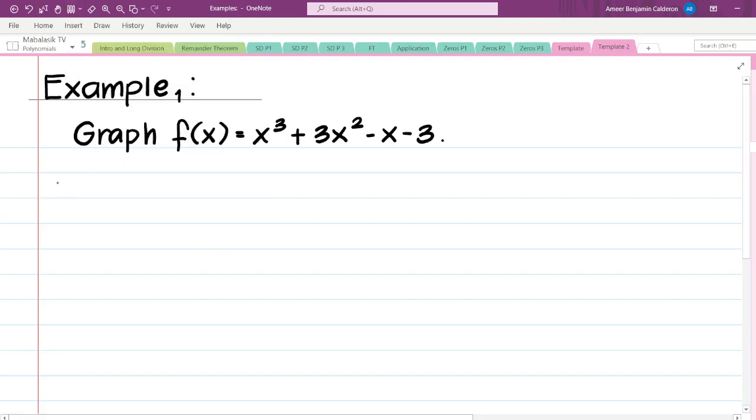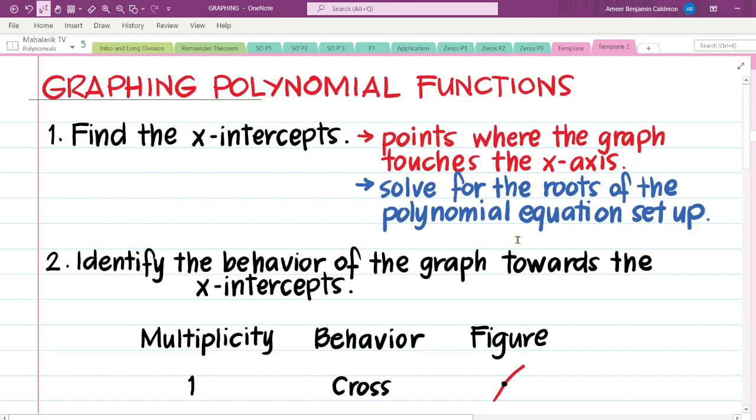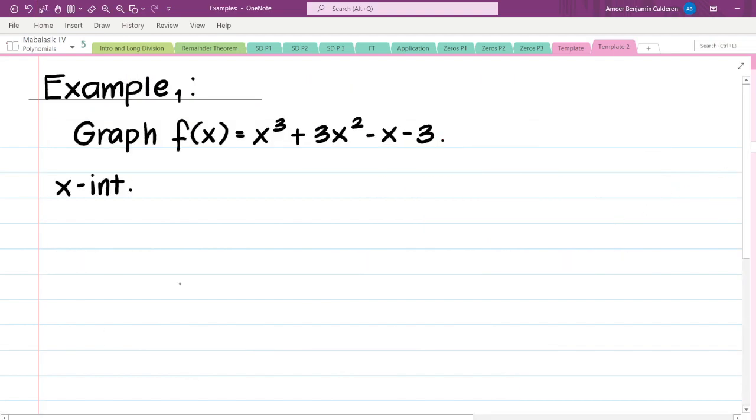So I will write here, x-intercepts. How do we find the x-intercepts of the graph? Let's go back to the definitions. Solve for the roots of the polynomial equation. Set up a polynomial equation. So this could be x cubed plus 3x squared minus x minus 3 equals 0. This is now our polynomial equation. Let us now find its roots.